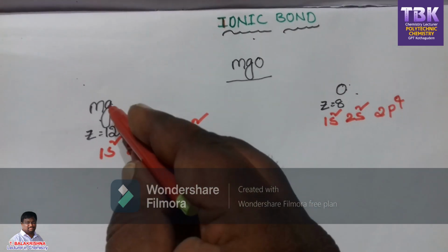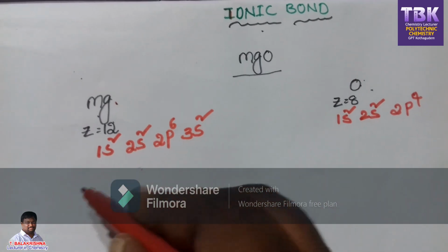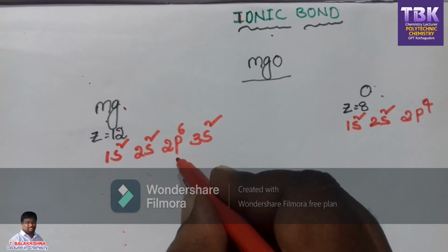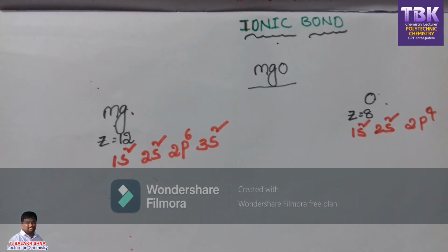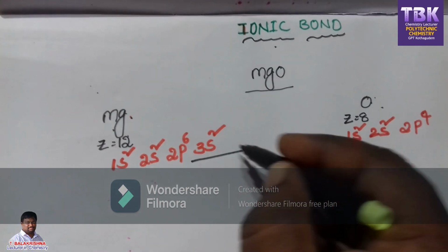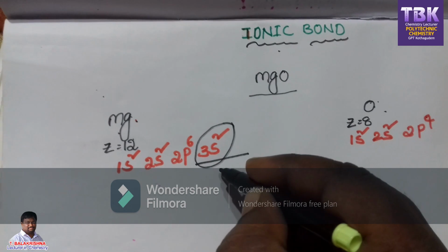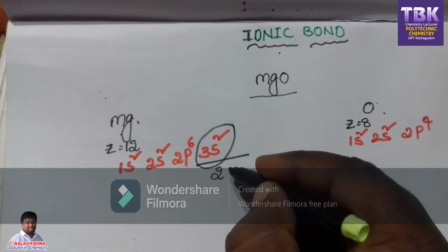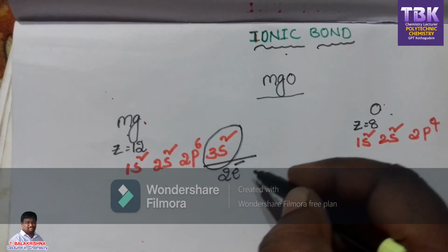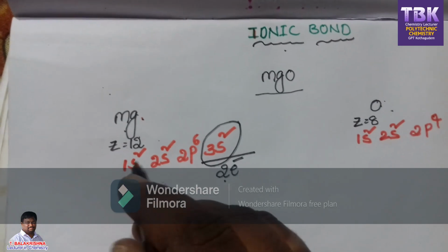So, every atom is ready to participate in chemical bond by attaining the 8 electrons in outermost orbit. In this magnesium electron configuration, which one is the outermost orbit? The third orbit is the outermost orbit. How many electrons does it have? 2 electrons. So, it has 2 valency electrons. According to the octet rule, it is unstable, so it is ready to participate in chemical bond.